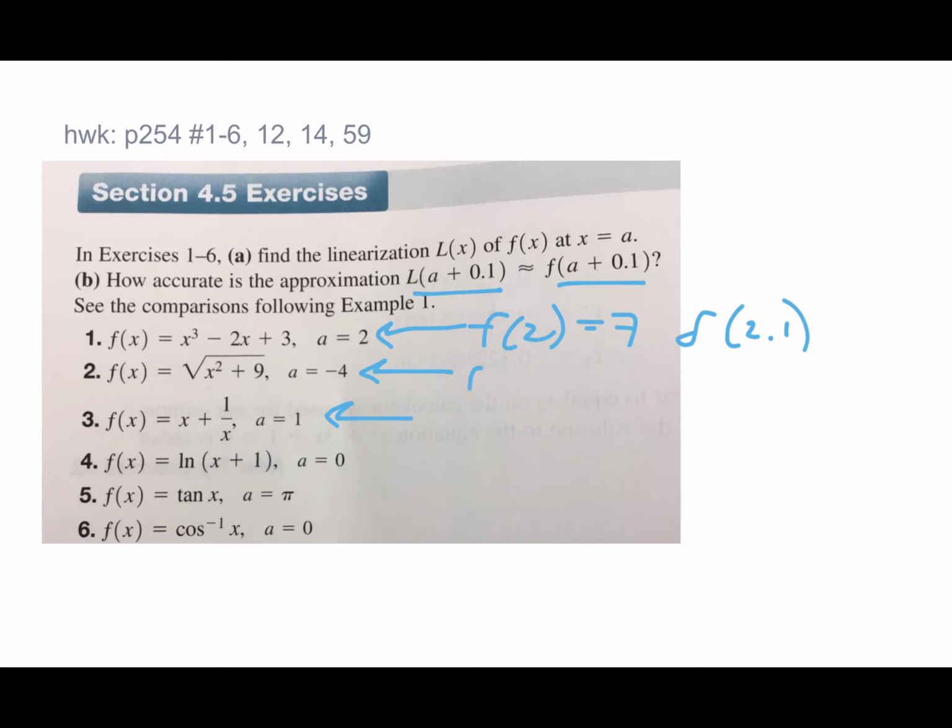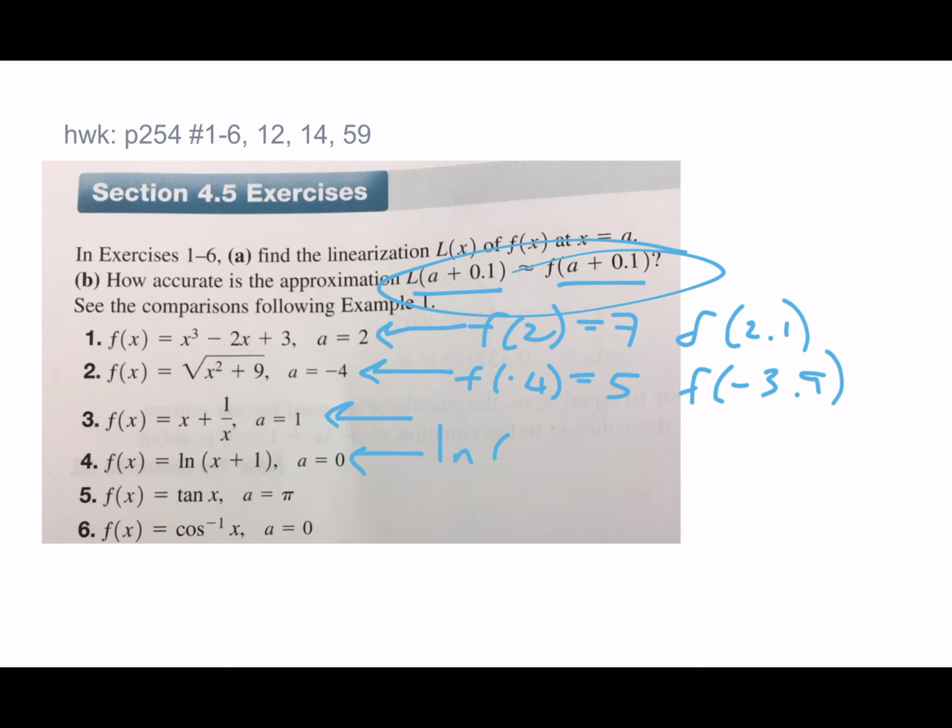For number 2, f of -4 is easy. If I plug -4 in, I get the square root of 16 plus 9, which is 25. So the square root of 25 is 5. F of -4 is 5, and that's my a value. But if I do -4 plus 0.1, that is -3.9. F of -3.9, I've got no clue. First of all, I don't really want to do -3.9 squared. But if I do, and I add it to 9, I get a number a little bit less than 25, and I'm not going to be able to evaluate the square root of it, which is why this linear approximation thing is super helpful.